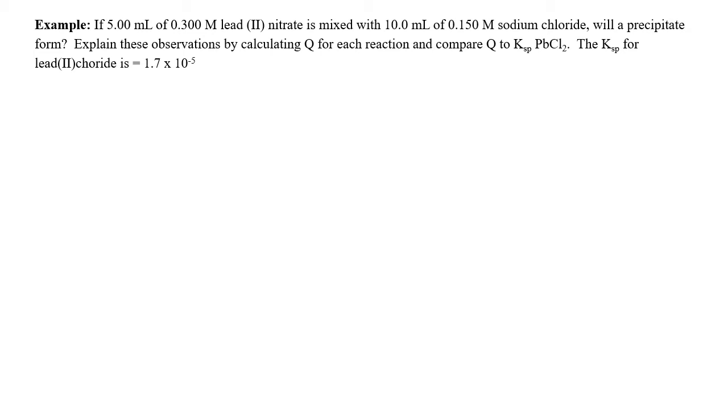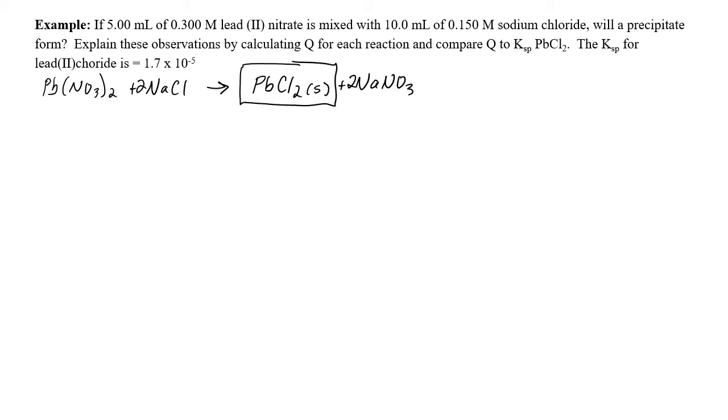So we have lead nitrate being mixed with sodium chloride, and you're going to get PbCl2. It's going to be your precipitate, based on the solubility rules. Now we balance, though for this problem it doesn't really matter. Okay, so we know that this is going to be our precipitate.